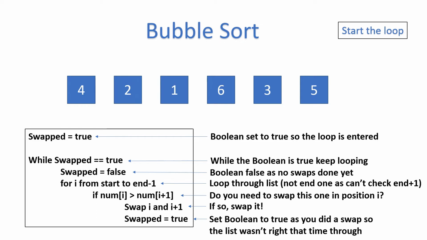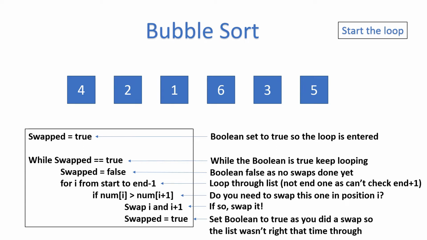It starts off with a swapped flag, and the swap flag is set to true initially. That's to make it go into the while loop. The while loop goes around while that swap flag equals true. First thing inside the while loop is you set it to false, because for that time around the while loop we set it to a default value of false.